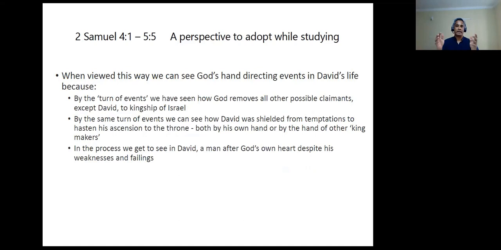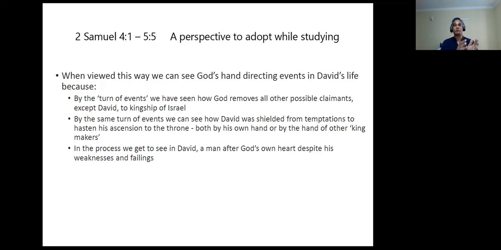First, like I said, we're going to do chapter 4, verse 1, all the way up to chapter 5, verse 5. Actually, I'm going to go back all the way to certain parts of 1st Samuel, because I'm focusing on David becoming king as the key thing here. So we will look at how throughout this portion, especially culminating in today's studies, God's hand has always been directing events in David's life. Why do I say that? Because we saw a certain turn of events, right?